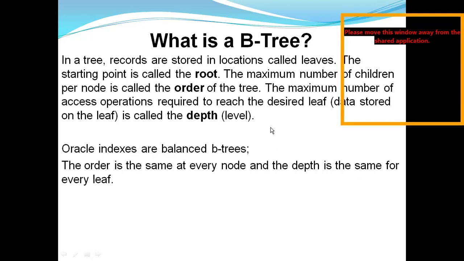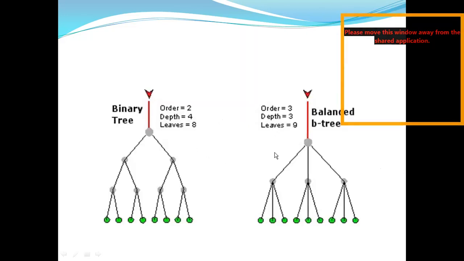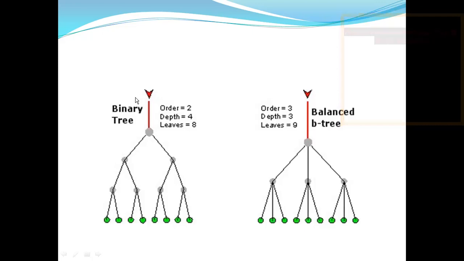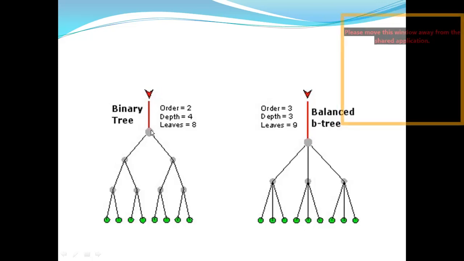Very simple. Now look at this. You can see the two indexes here. One is a balanced tree. Second is a binary tree. Correct? Now in the binary tree, this is the starting point. We can call it the root. Simple. After the root, it has two orders, 1 and 2.